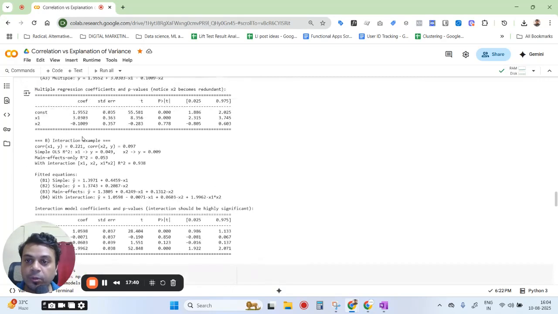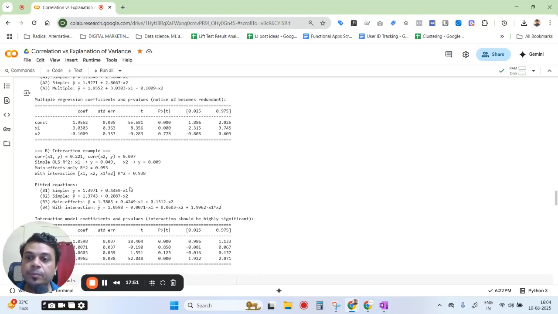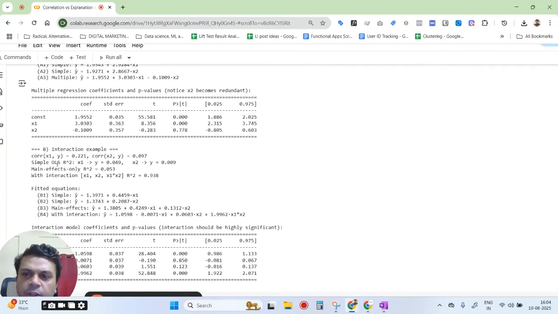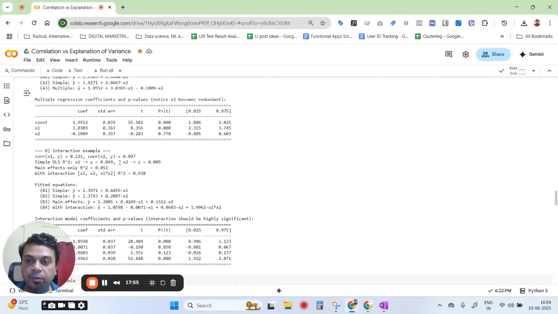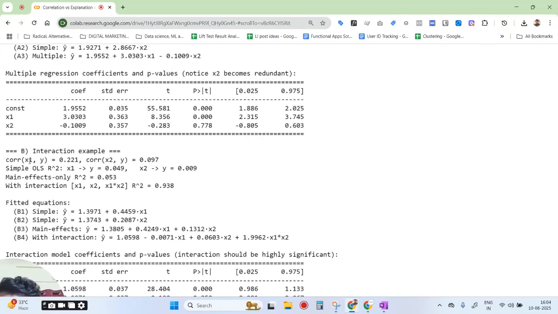Let's come to the output here. So we have a correlation between x1 and y, we have a correlation between x2 and y, we have x1 and x2 individually present, and then we have another one where x1 and x2 both are present. So we actually look at x1 and x2. These are our independent variables, right? And we look at the correlation. You see the correlation is actually pretty low.